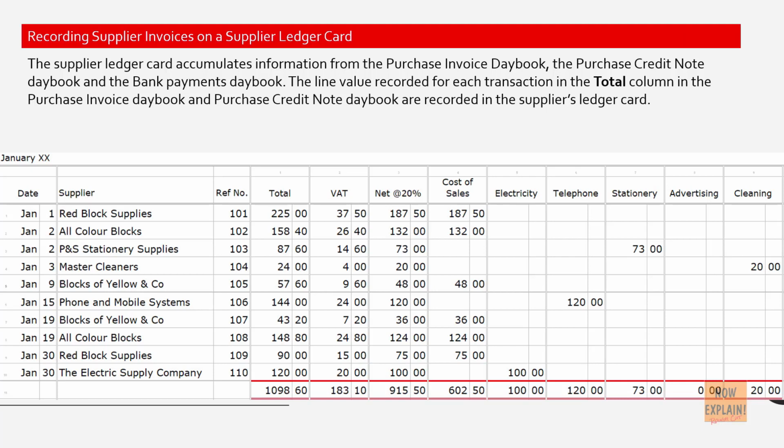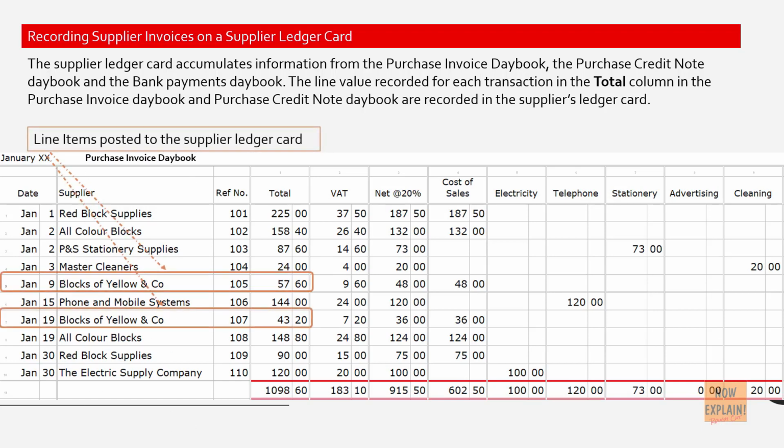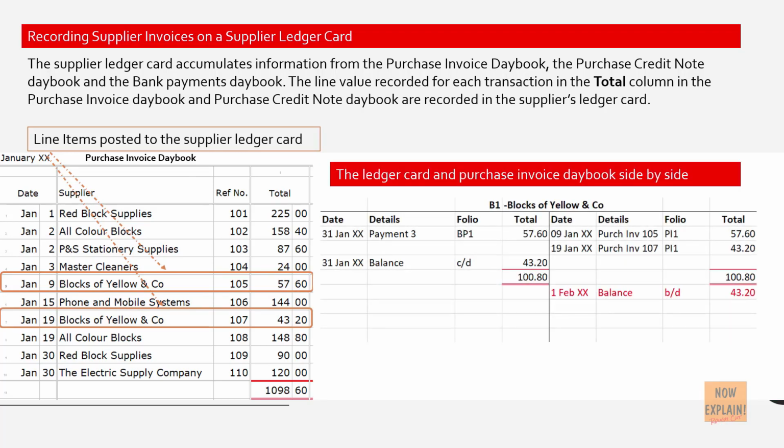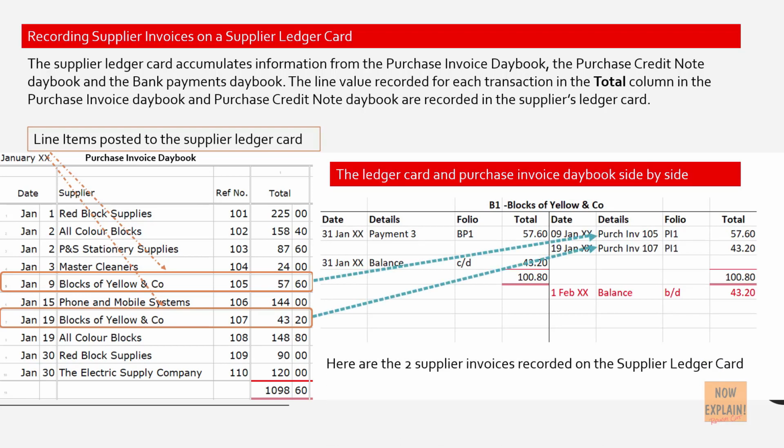The supplier ledger card accumulates information from the invoice daybook, the purchase credit note daybook, and the bank payments daybook. The line value recorded for each transaction in the total column in the purchase invoice daybook and purchase credit note daybook are recorded in the supplier's ledger card. So here are the line items posted to the supplier ledger card. Here's the ledger card and purchase invoice daybook side by side. And here are the two supplier invoices recorded on the supplier ledger card.